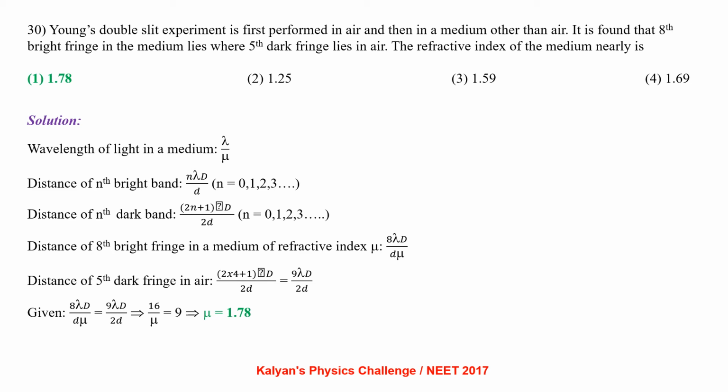Distance of nth bright band can be written as n lambda D by d, while distance of nth dark band can be written as (2n plus 1) lambda D by 2d, where capital D is the separation between slits and the screen, while small d is the separation between the two slits. Since the given condition, that is 8th bright band, coincides with the 5th dark band, if we substitute those values, we get mu equal to 1.78.